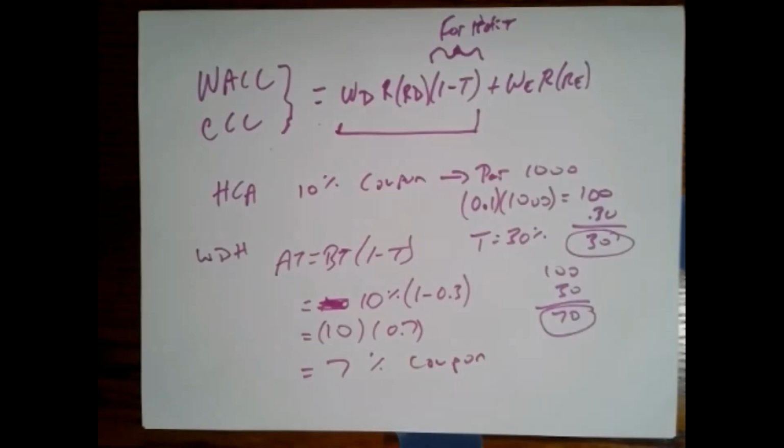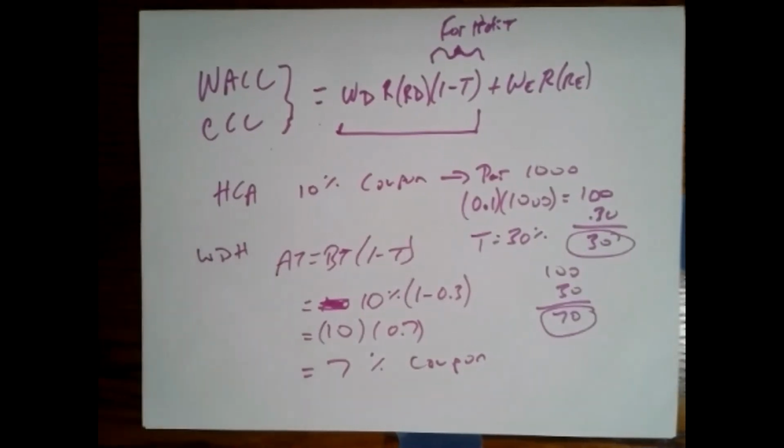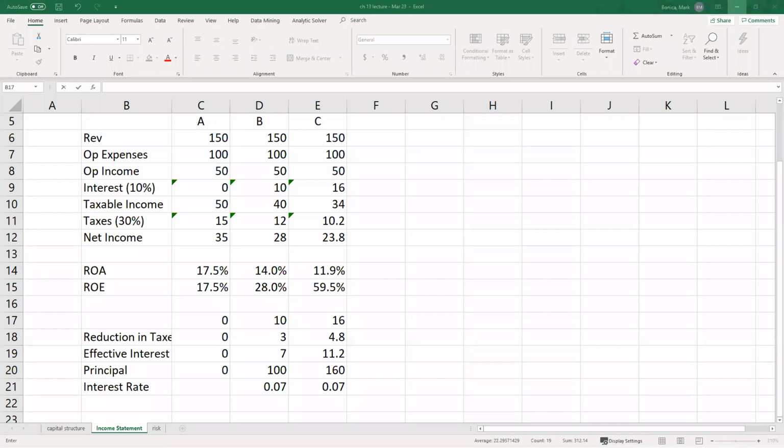However, if HCA is a for-profit entity, which it is, and it pays taxes, what we worked on last time should give you some idea. Let me shift my screen now. So we're looking at the spreadsheet that we used in class last time.